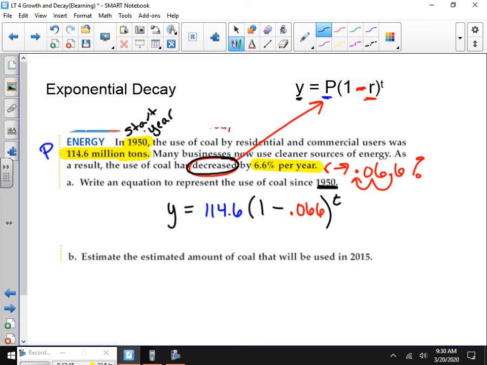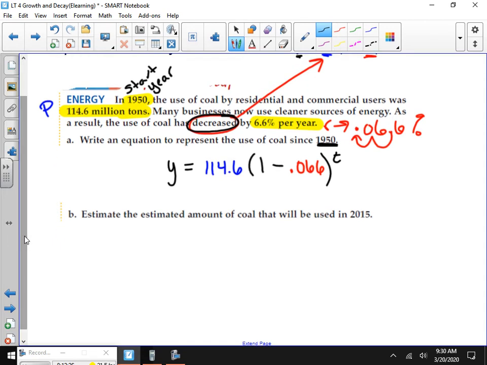And just like in the other problem, when we come down here to part B, and it asks to figure out the amount of coal that will be used in 2015, it's now given me another piece of information. This is my end year. And now I know how much time has passed. I can find my T by taking 2015 and subtracting my start year, which was 1950. And when I do that, I get 65. So my T is 65. I'm using the same equation I made in part A.